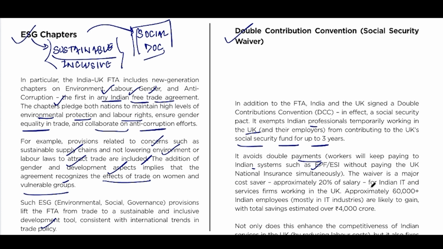Approximately 20% of the salary for Indian IT and service firms working in the UK, which according to a ballpark figure stands at more than 60,000 Indian employees working there, they are likely to gain, with total savings worth 4,000 crore per annum. And not only does this enhance the competitiveness of Indian services in the UK by reducing the labor cost of hiring Indians, but it also fixes a mobility problem for professionals long plaguing them.